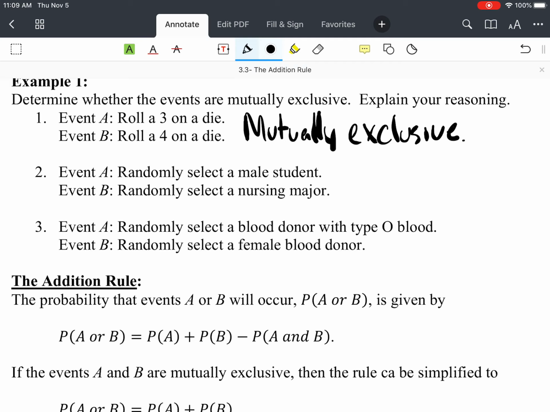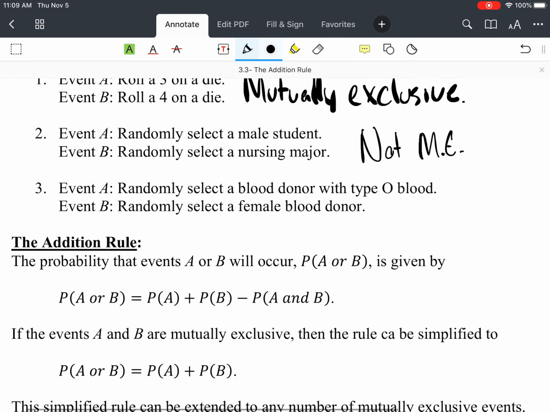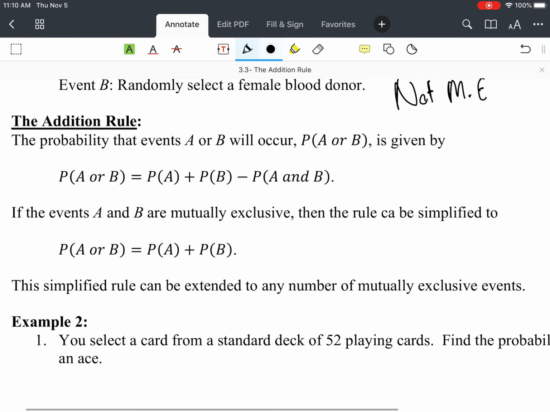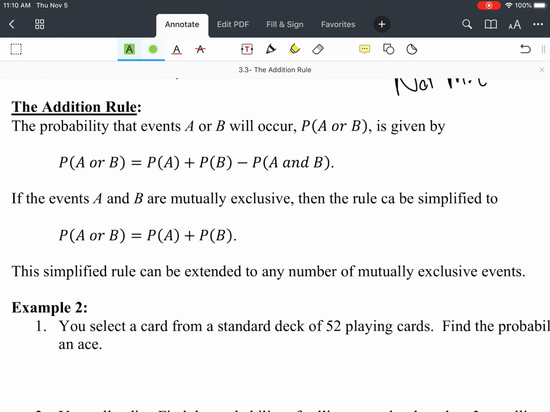Now, looking at number 2, event A is selecting a male student, and event B is selecting a nursing student. Because we know that you can have both a male and a nursing student at the same time, this would be not mutually exclusive. And then number 3, we randomly select a blood donor with type O blood, and then randomly select a female donor. Females obviously can have type O blood, so this would not be mutually exclusive, because again, we can have females with O-type blood.